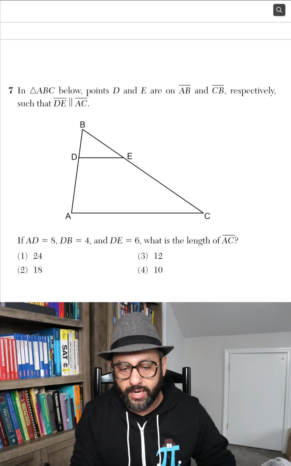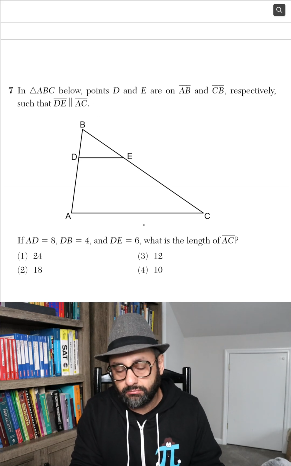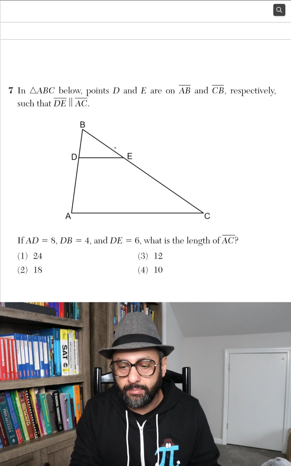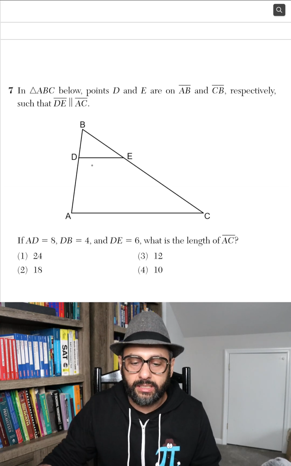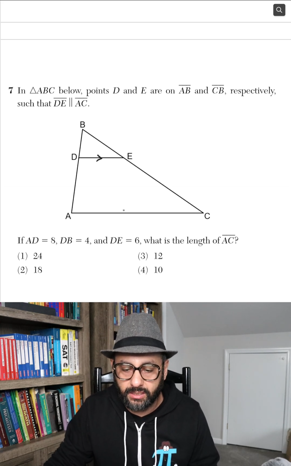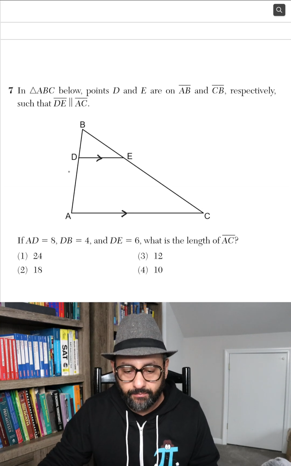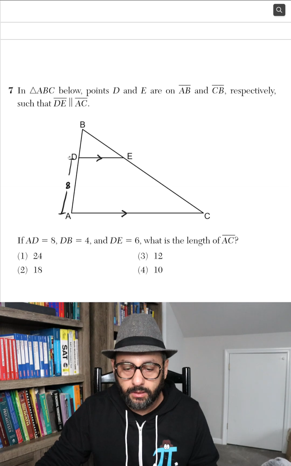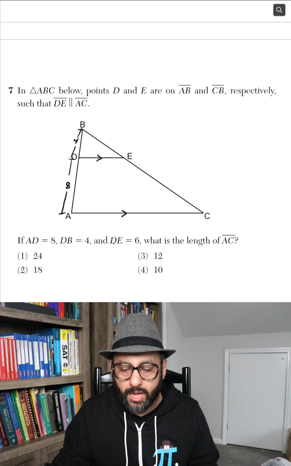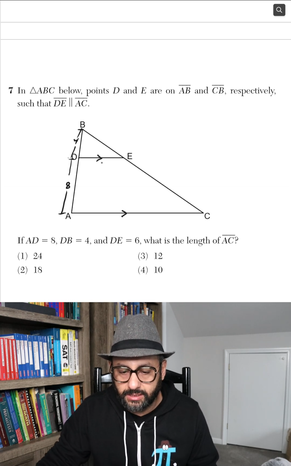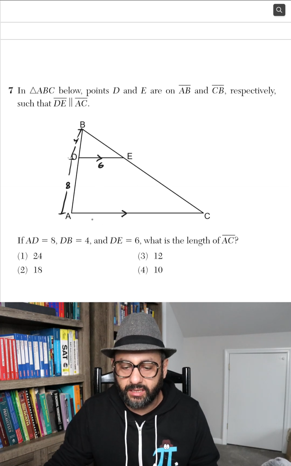So this one says in triangle ABC below, points D and E are on AB and CB respectively, such that DE is parallel to AC. Now they told us that this and this are parallel. They sure do look parallel. Great. Now if AD is equal to 8, that's from there to there. If DB equals 4, that's from D to B. And DE is equal to 6, then what's the length of AC?